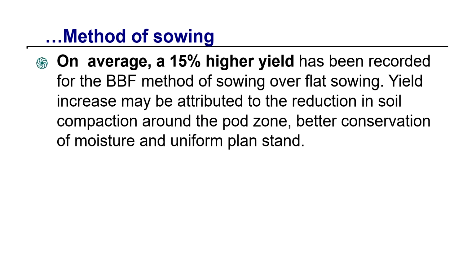On an average, 15% higher yield has been recorded under the broad bed furrow method of sowing over flat sowing. Flat sowing is normal sowing. Yield increase may be attributed to the reduction in soil compaction around the root zone, pod zone, better conservation of moisture and uniform plant stand.